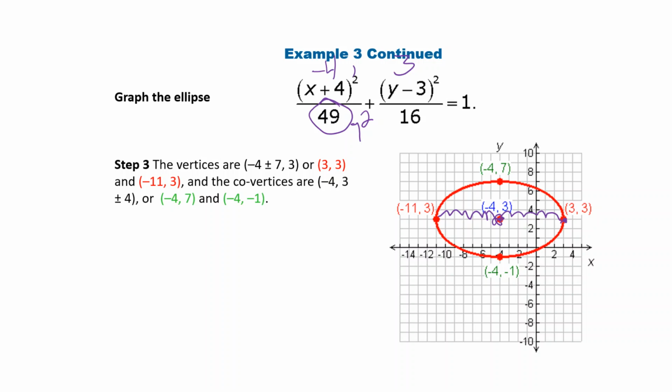All right, now for our y-axis, or our co-vertices, we're going to start here at our 3, and we're going to go plus or minus 4. So 1, 2, 3, 4, that gets us to negative 4, 7, and minus 4 is going to get me to negative 4, negative 1. So that's how we get our 2 points here. All right, that's how we graph it.